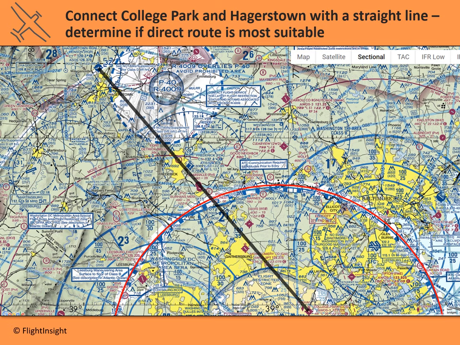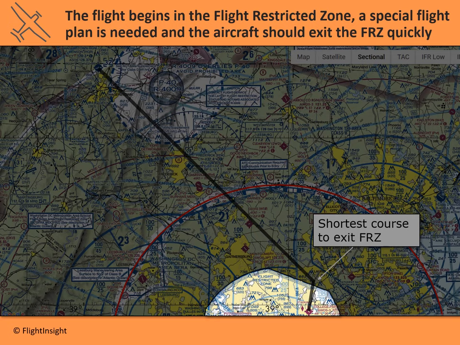So now that we have that route picked out and we can actually visualize what that straight line is, let's start to figure out if and why that might not be a good idea, if there's things that make that direct route not so suitable. Well, one thing jumps right out at us. We're starting this flight in the flight restricted zone.